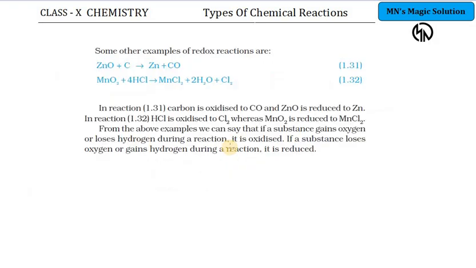In your textbook, they have given the same equation, and they have mentioned which gets oxidized to what. See, HCl is oxidized to Cl2 and MnO2 is reduced to MnCl2. Here from HCl, hydrogen has been removed. Therefore, it is said to be oxidized to Cl2.